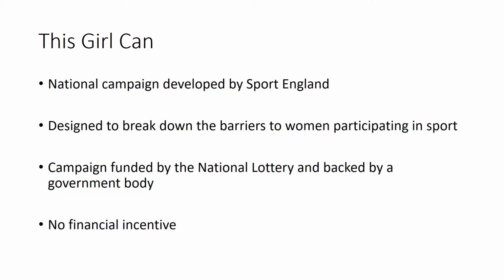Moving on to the This Girl Can campaign. This was a national campaign developed and funded initially by Sport England, designed to break down the barriers to women participating in sport. A survey revealed that one of the biggest barriers to women participating in sport was the worry about image. It was funded by the National Lottery and backed by a government body, and there was no financial incentive to this advert. The incentive was purely about social improvement.